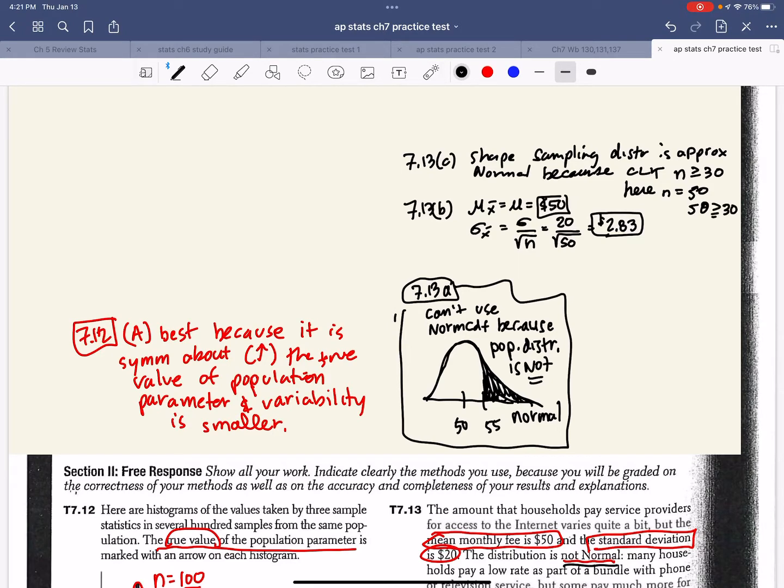Now there's some other stuff in the book that we didn't dig into that we'll get into a little bit later, but it's also this like 10% condition that we do with the proportion.